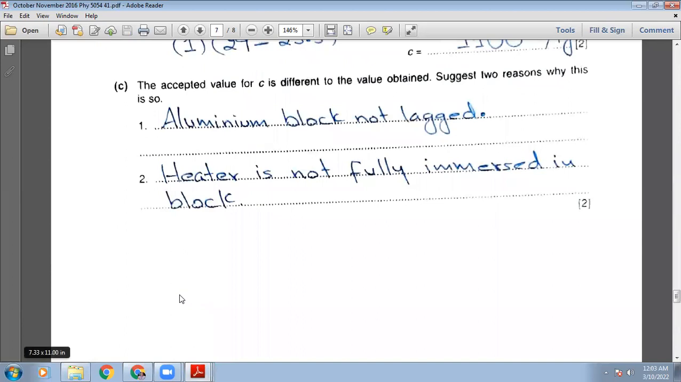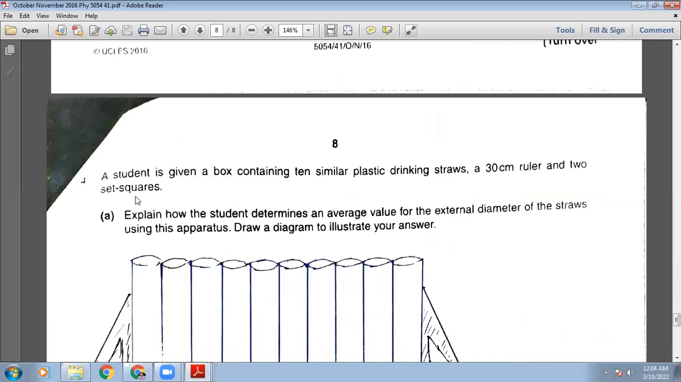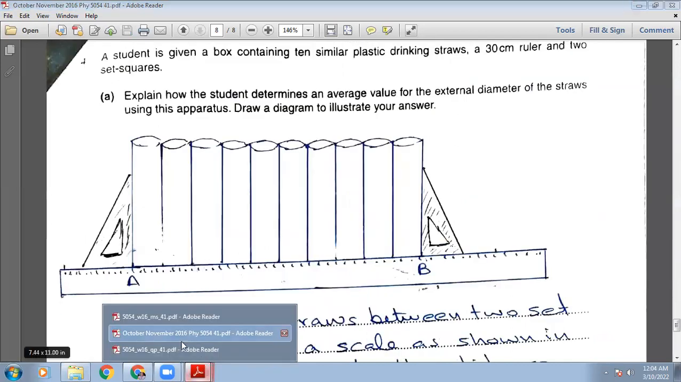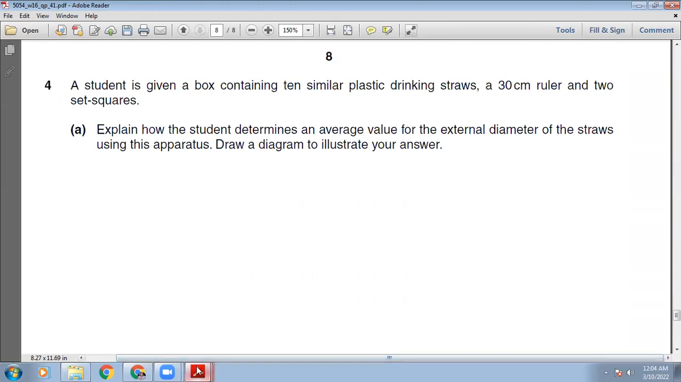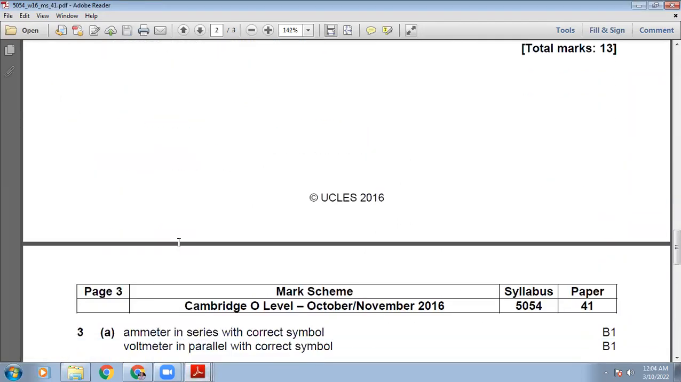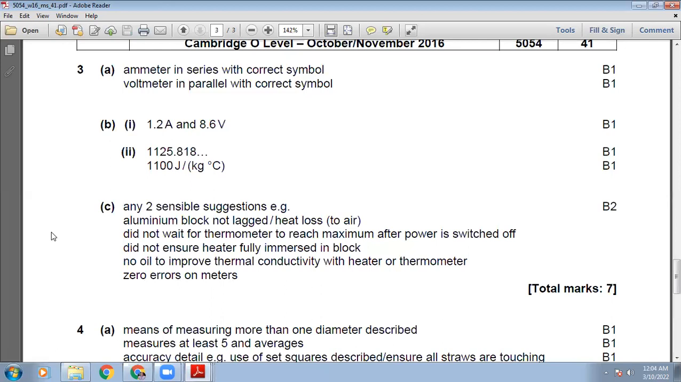Aluminum block not lagged, and heater is not fully immersed in the block. So I hope you understand. So that was the question number 3.